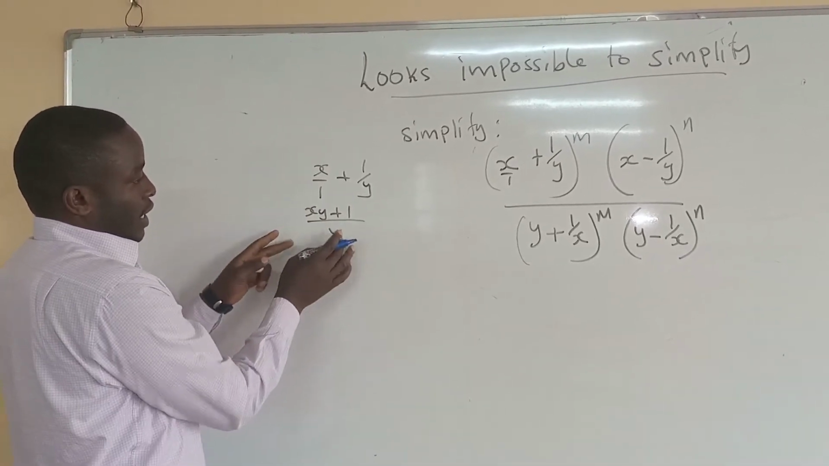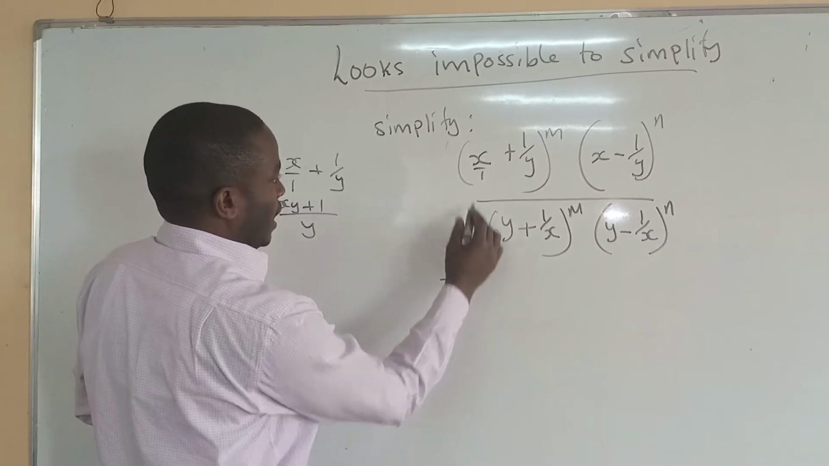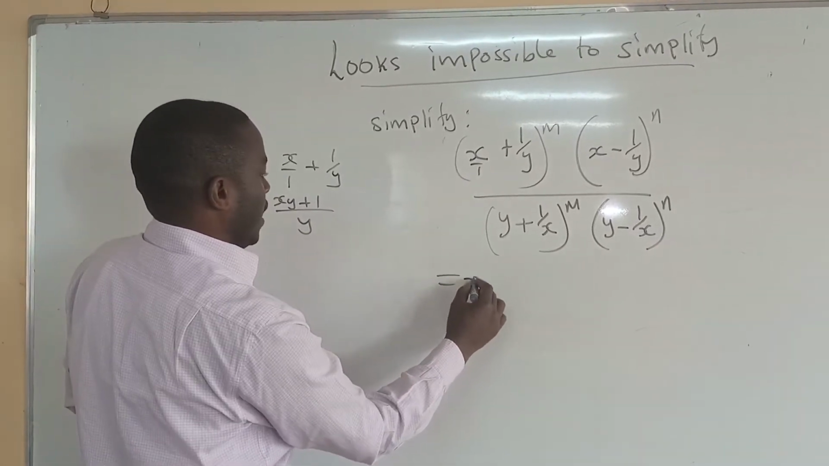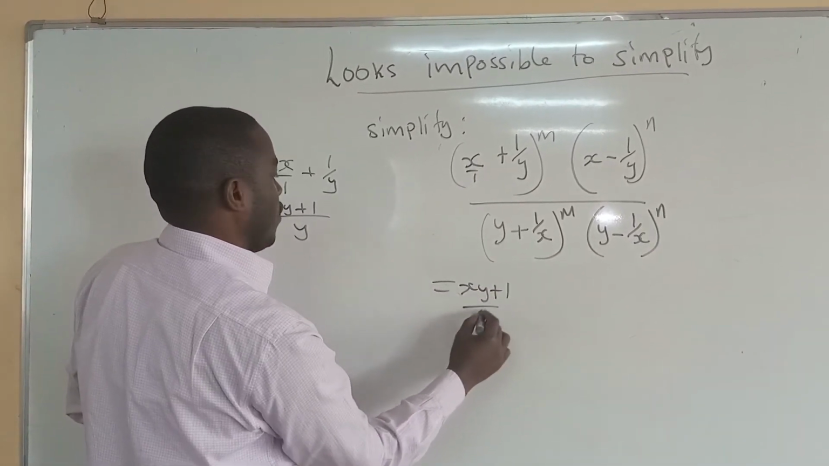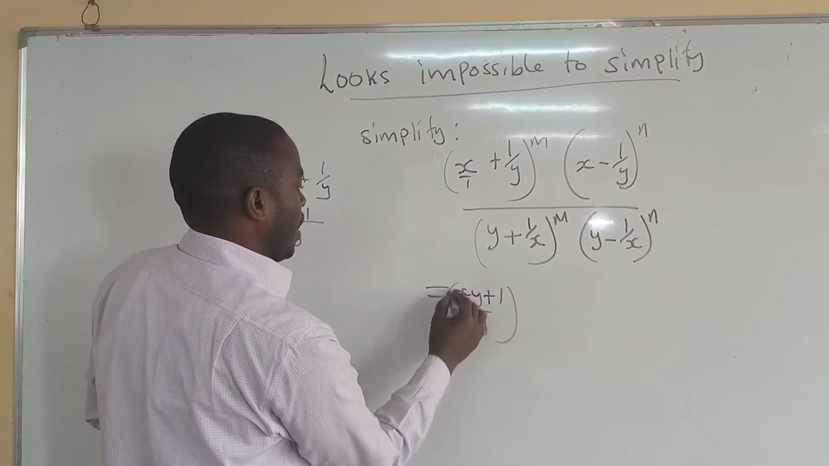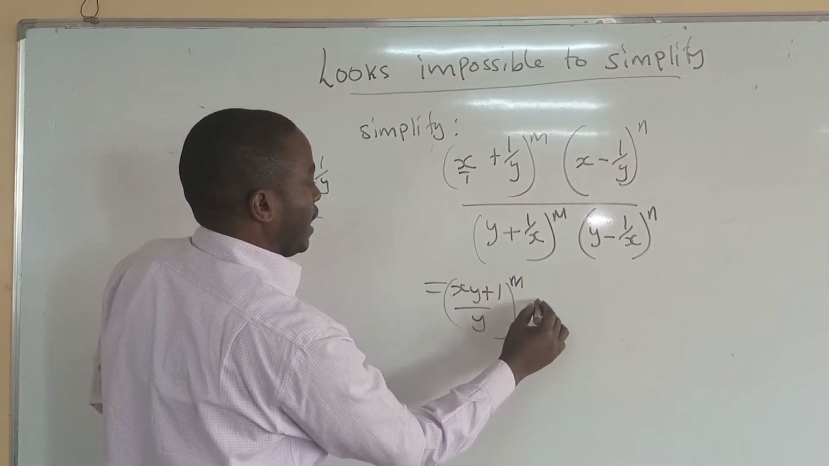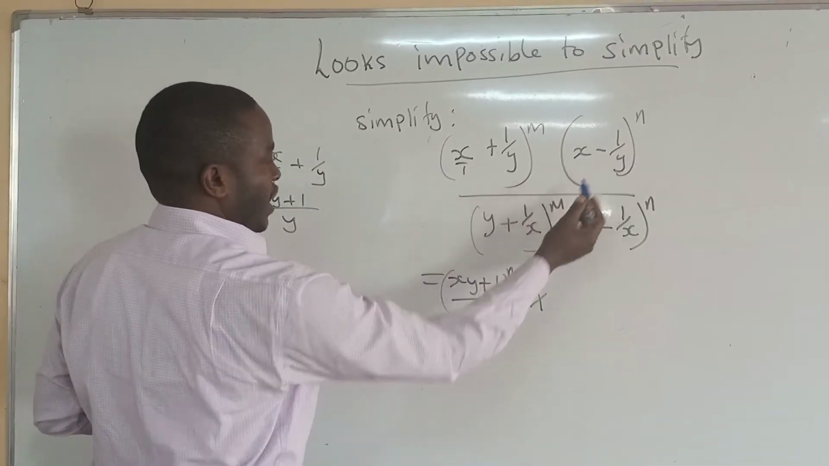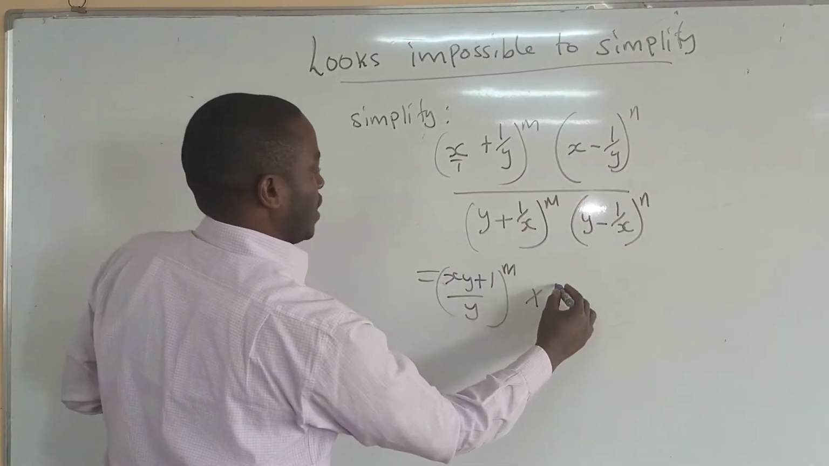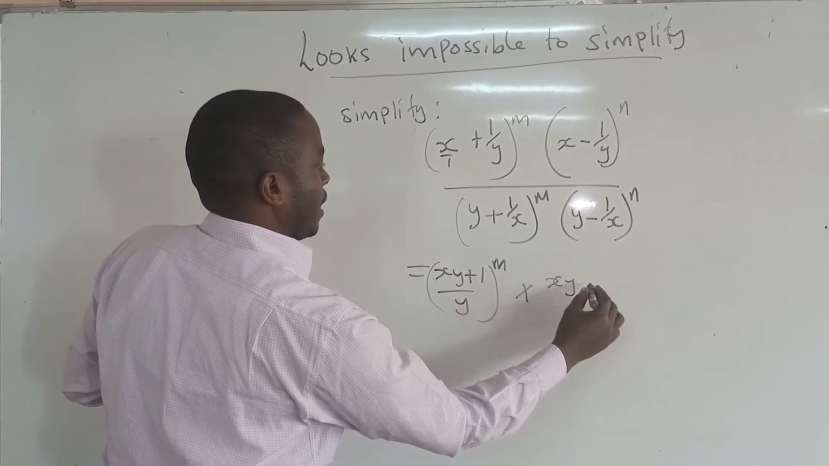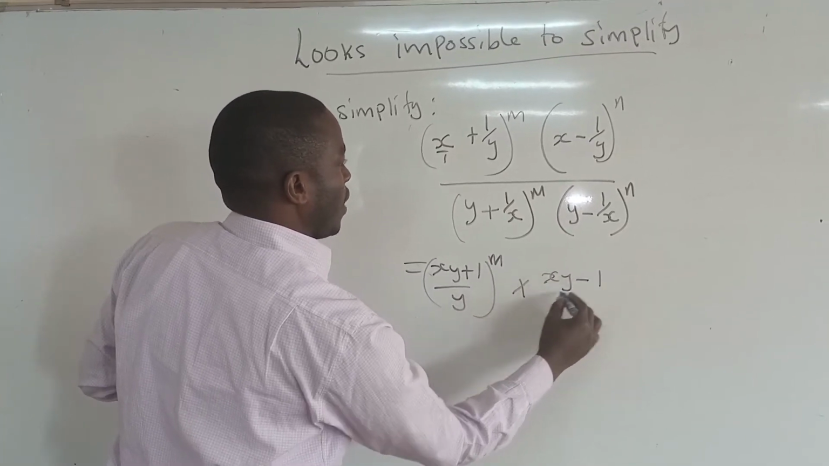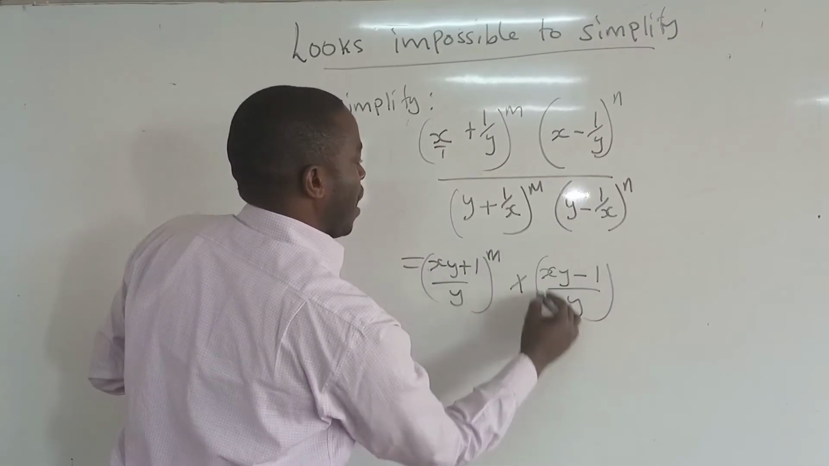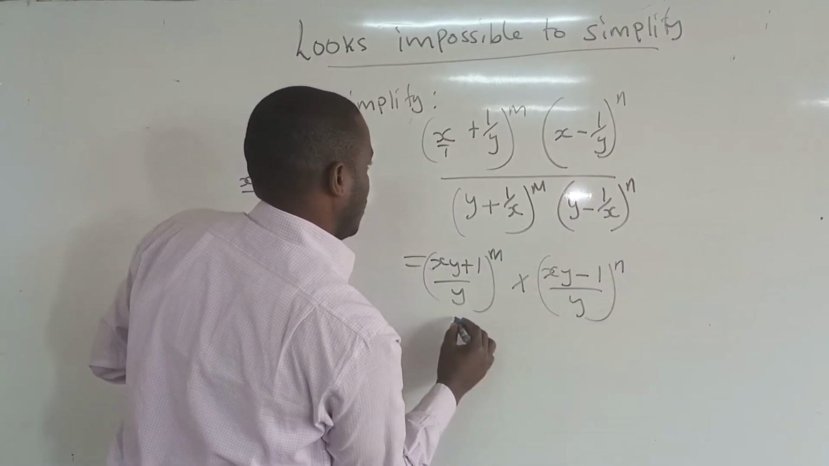So there we shall get xy plus 1 all over y, power m, then times, is the same as times. We do the same here. We find the LCM, we do the same thing to the xy, like I've done, minus 1 all over y, power of n, all over.